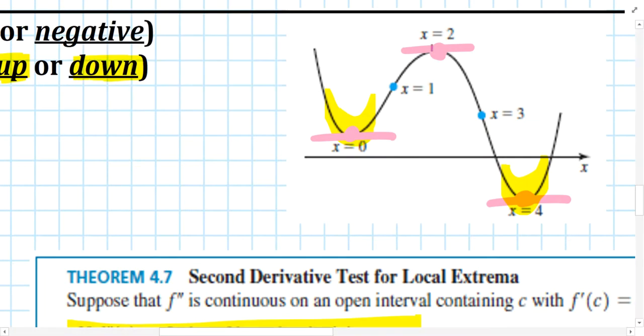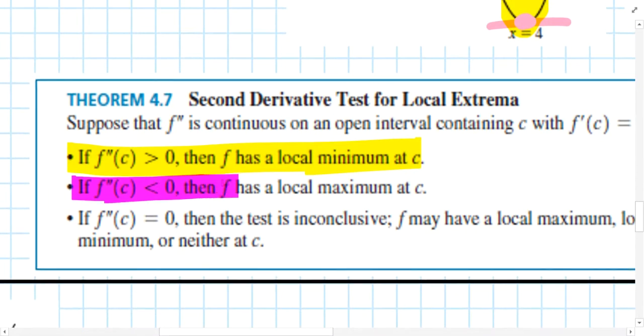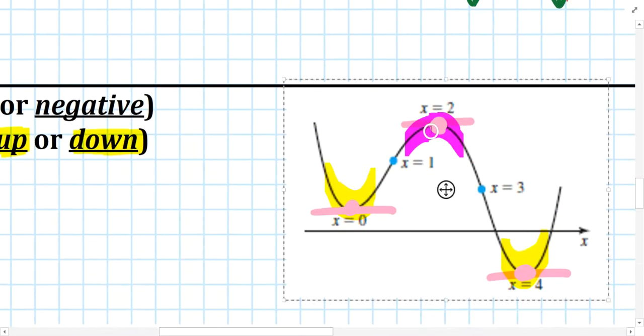At the other critical point where the derivative was equal to 0, we've got a section of the graph that is concave down. And so if the section of the graph is concave down, or if that second derivative is negative while the first derivative is 0, then we've found ourselves a local maximum.